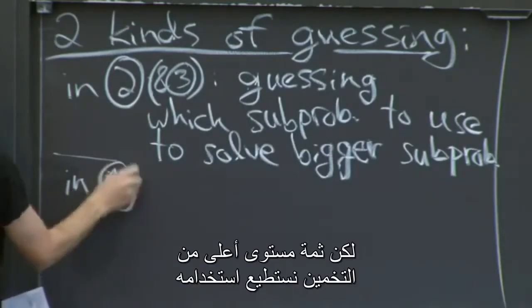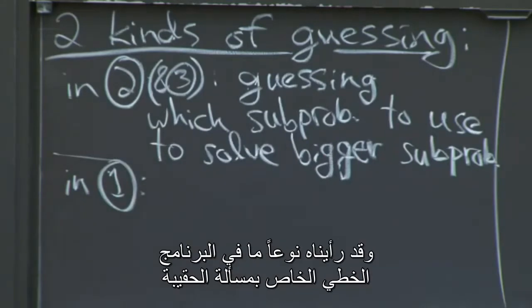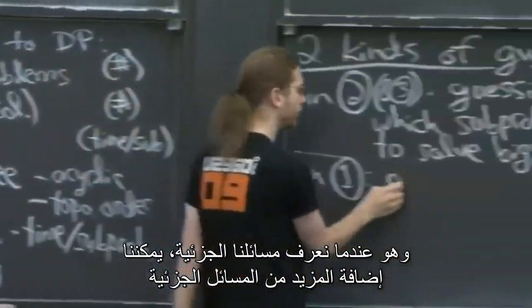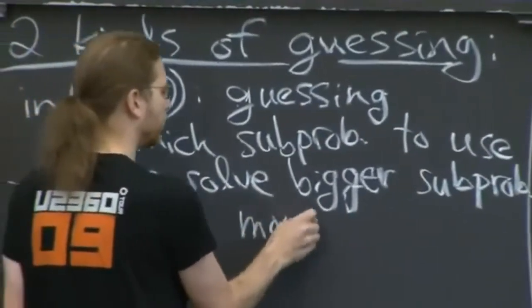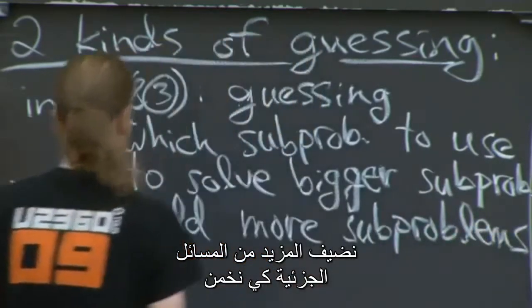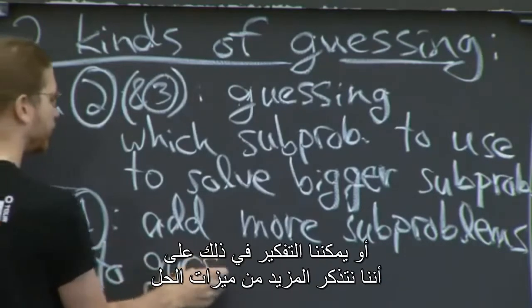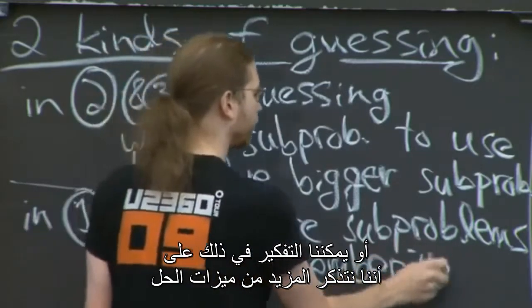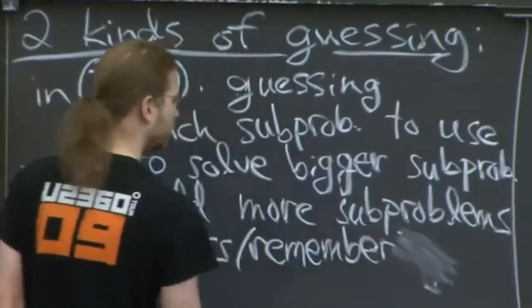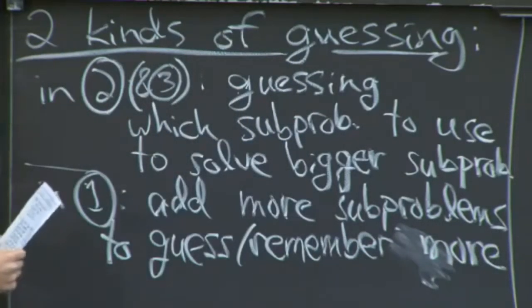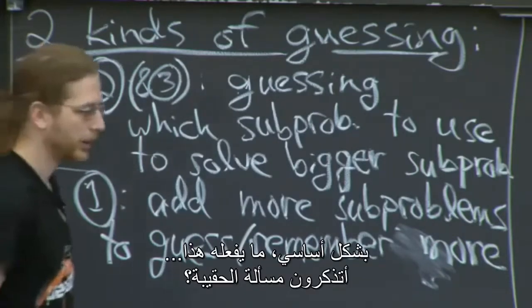But there's a higher level of guessing that you can use, which we've sort of seen in the knapsack dynamic program, which is when you define your subproblems, you can add more. Add more subproblems to guess, or you can think of it as remembering more features of the solution.